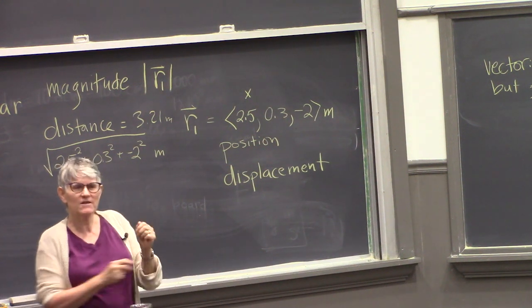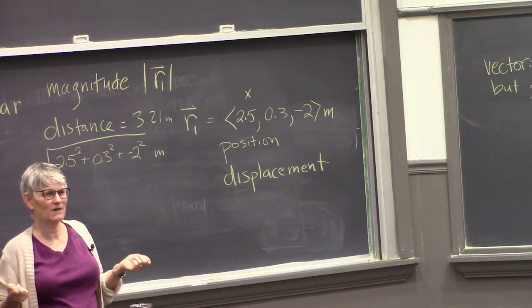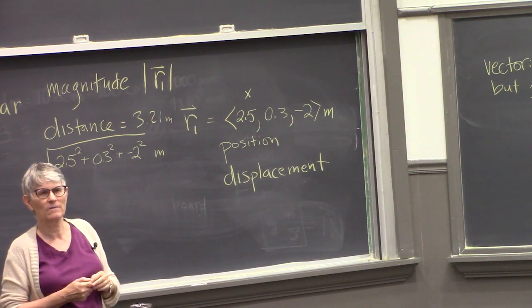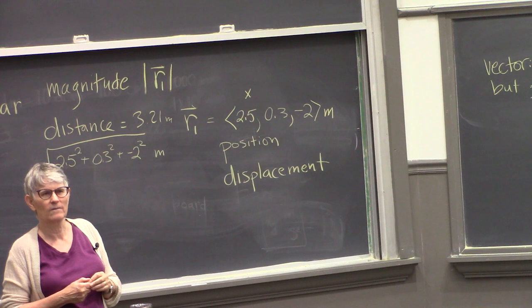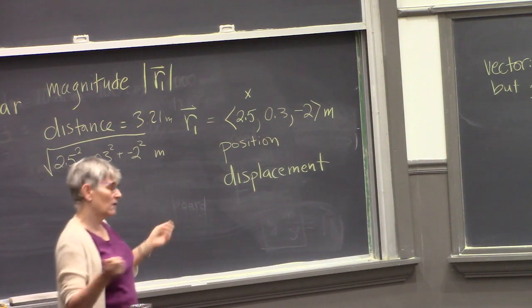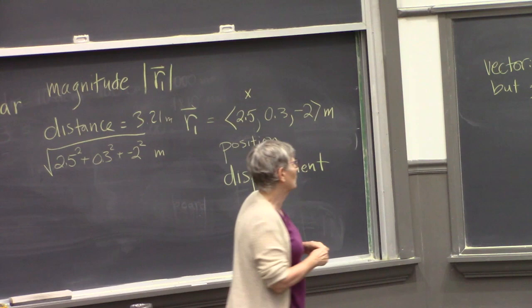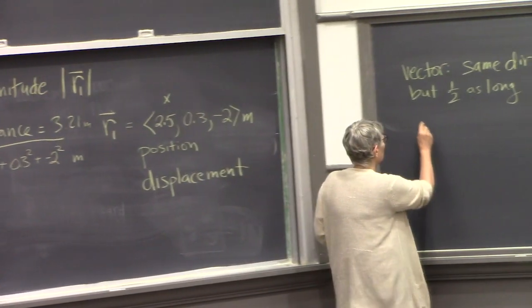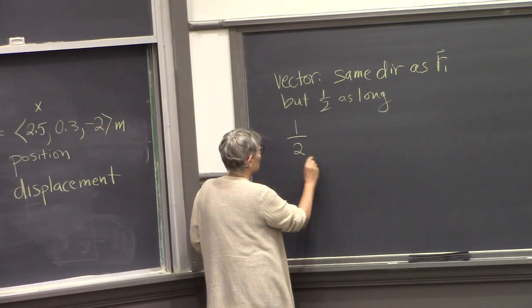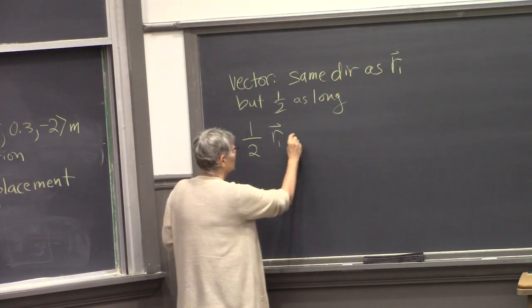There are lots of vectors that have that magnitude though, so that's not quite it. Yes? You would just multiply R1 by 1/2, because the 1/2 is just a scalar. You can multiply a vector by a scalar. So what we want to do is take the scalar 1/2 and multiply it by R1.